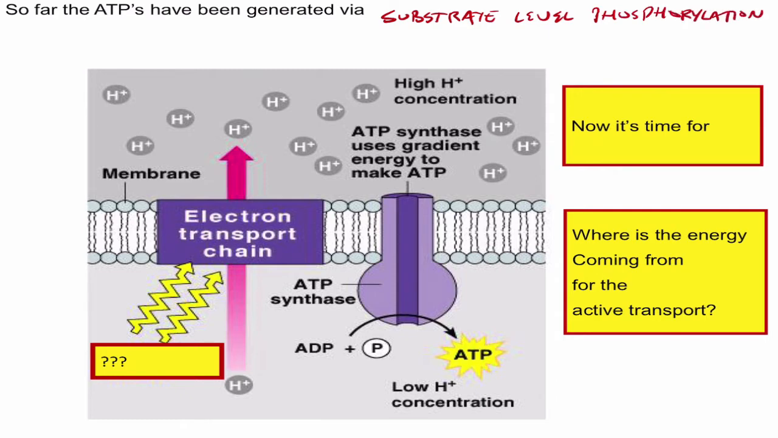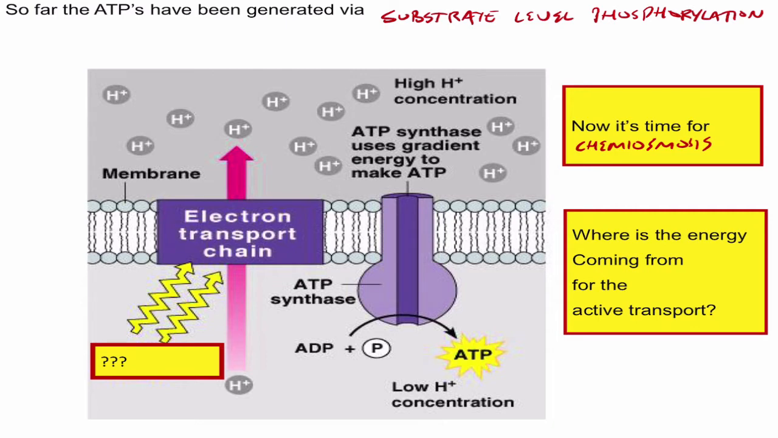Remember, that's where a substrate comes in, has a phosphate removed from it, and adds it to ADP to make ATP. That's what we've done there. So now it's time for what we call chemiosmosis. And that is what happens in the electron transport chain, right?